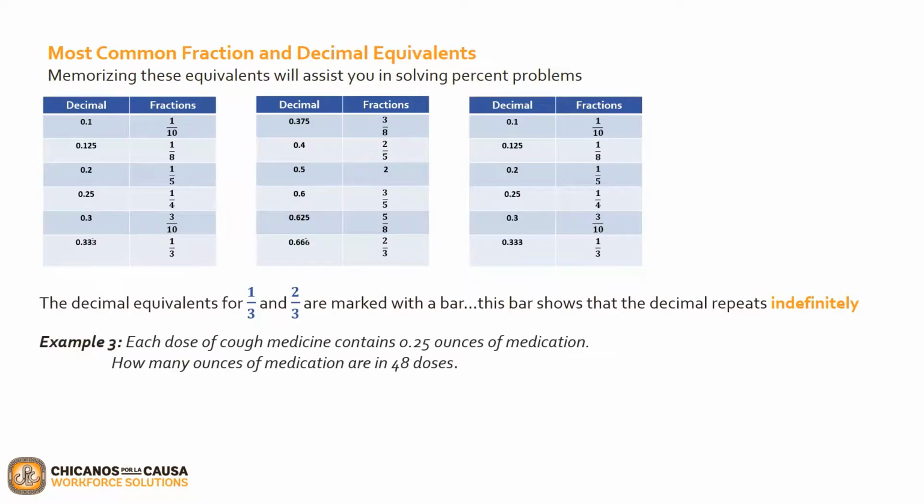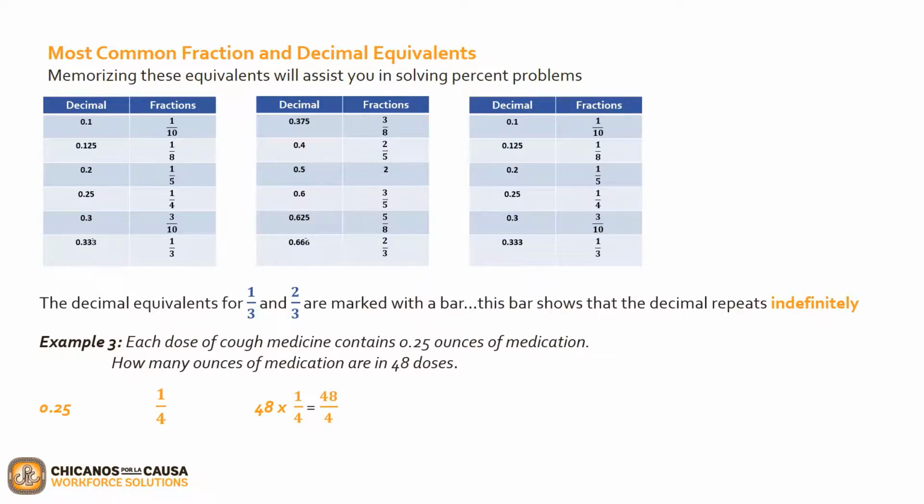Now let's look at an example. Our example states, each dose of cough medicine contains 0.25 ounces of medication. How many ounces of medication are in 48 doses? So obviously we've already worked through the problem here, but let's talk about how we got here. So we have 0.25, and we want to know the amount of ounces in 48 doses. So really, again, this is a multiplication problem, and we know that because of the word of.